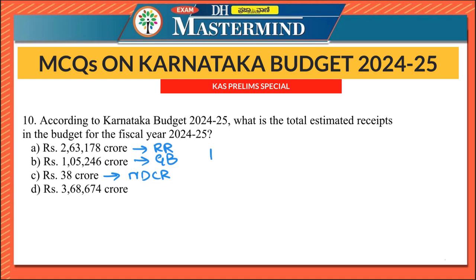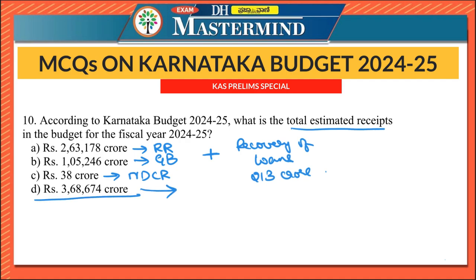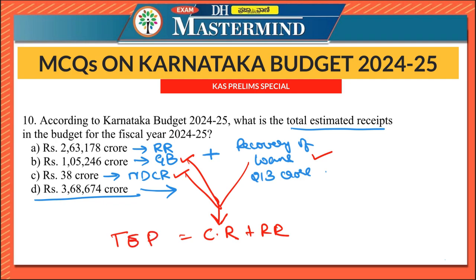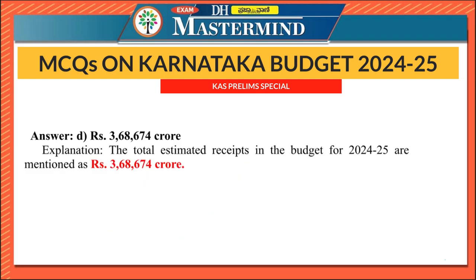In addition to these three, there's also one more capital receipt called recovery of loans, which is about 213 crore. When you add all these things, you will get rupees 3,68,670 crore. This is the total estimated receipts in the budget for the fiscal year 2024-2025. So when you apply your mind, you can arrive at the right answer. Also remember that gross borrowing, non-debt creating capital receipts, and recovery of loans, all these three come under capital receipts. So you add capital receipts plus revenue receipts to get the total estimated receipts. Therefore, total estimated receipts in the budget for 2024-25 are mentioned as rupees 3,68,674 crore. So this is all about MCQs on the Karnataka budget.